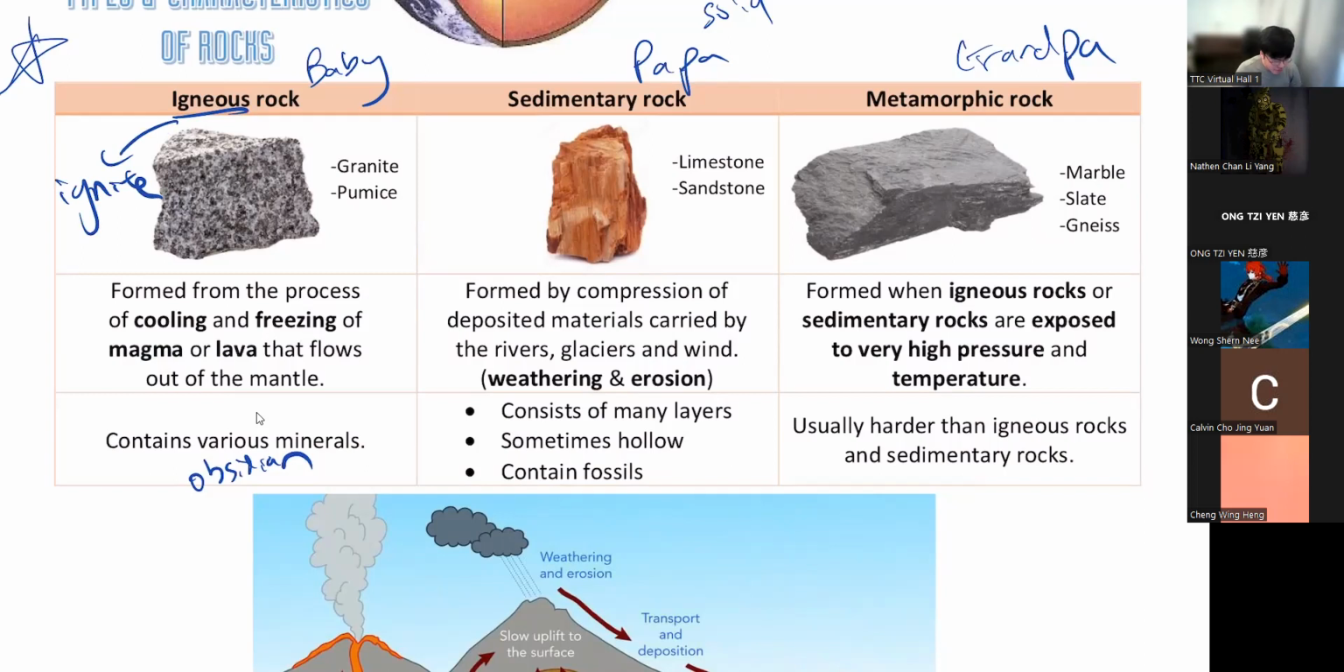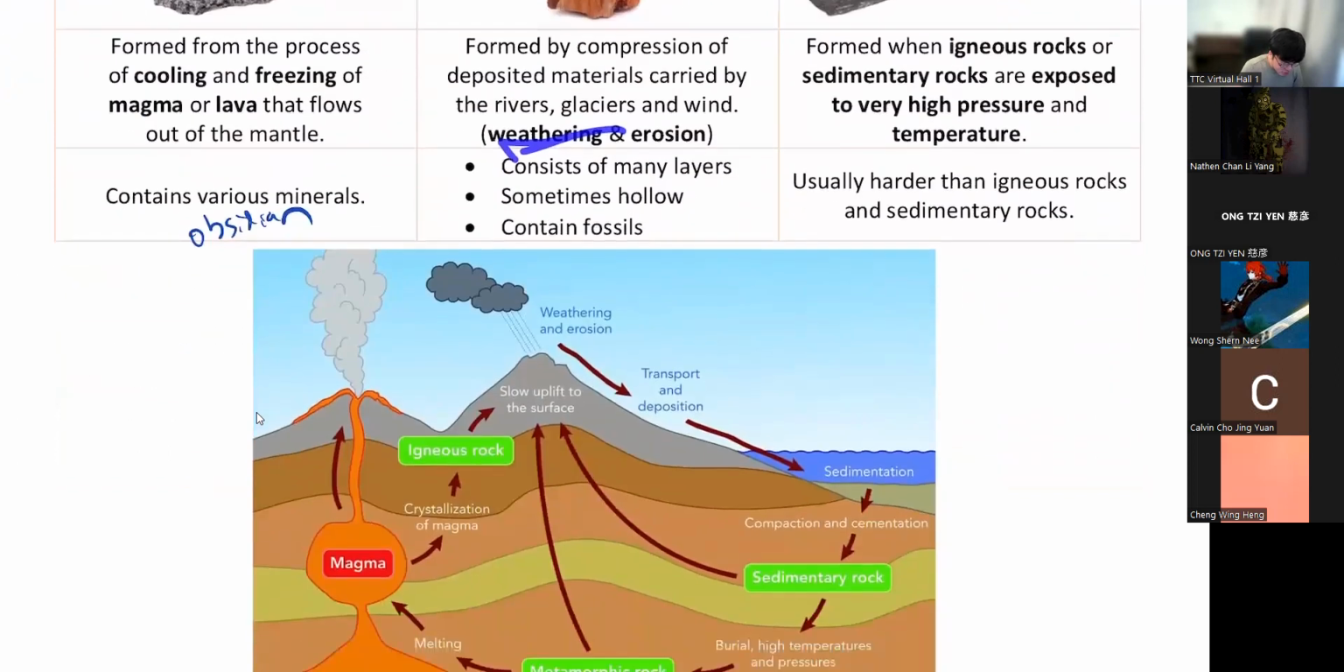So next you have your sedimentary. How does it turn into sedimentary? Because of weathering. Weathering is 风化. Right, so you have your sedimentary. You know what is weathering? Weathering is when you have rain and then you wash these things down, then they settle down, they press. Yes, then you have sedimentary.